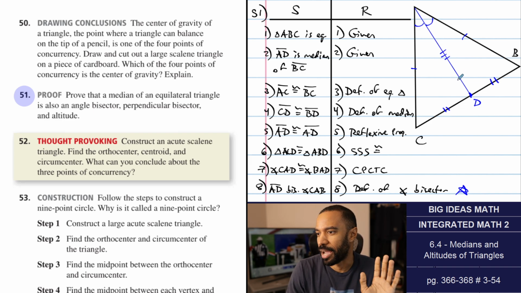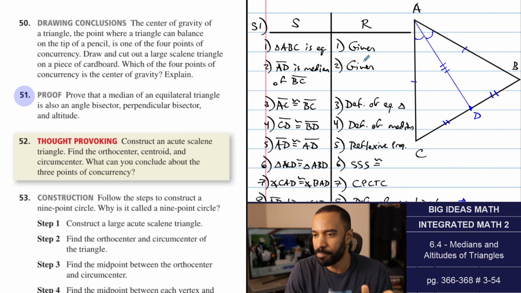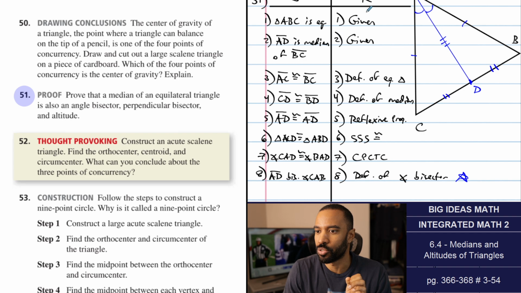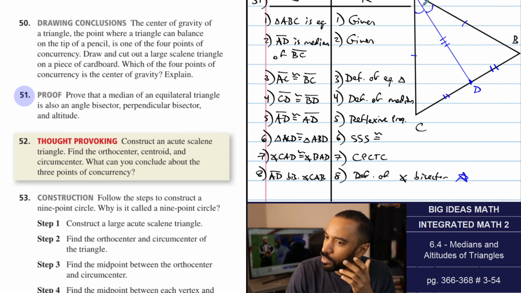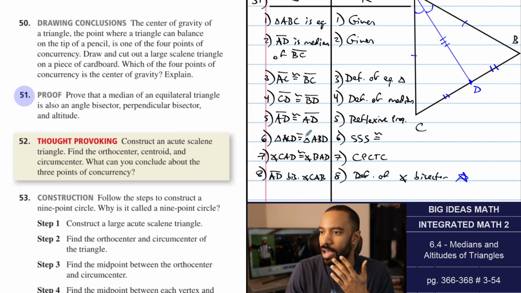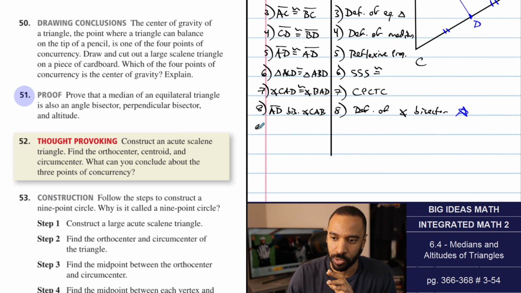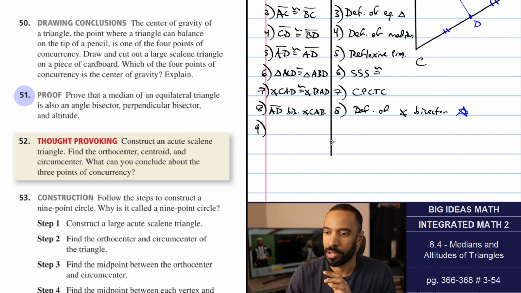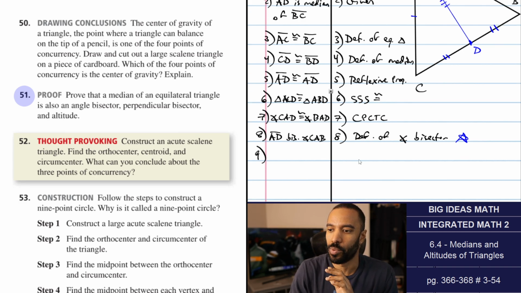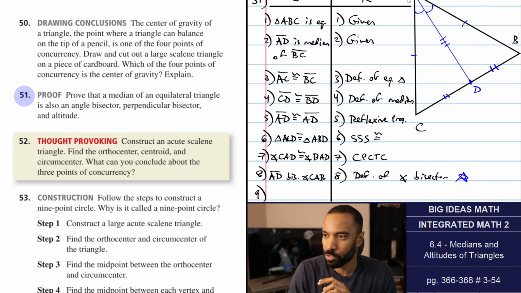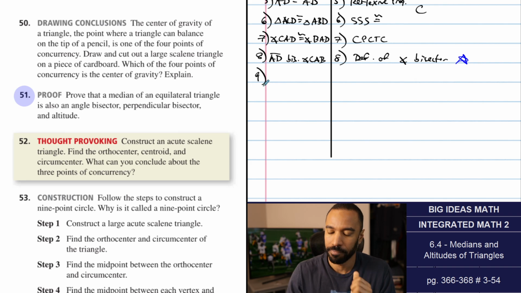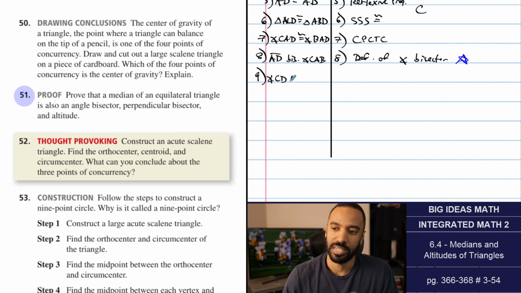Altitude and perpendicular bisector will kind of be at the same time. Statement 2. Let's do the altitude first, then perpendicular bisector will naturally come because we'll have both parts. So for the altitude part, we need to state that these two angles are congruent by CPCTC. That's CDA and BDA. Angle CDA congruent to angle BDA by CPCTC.